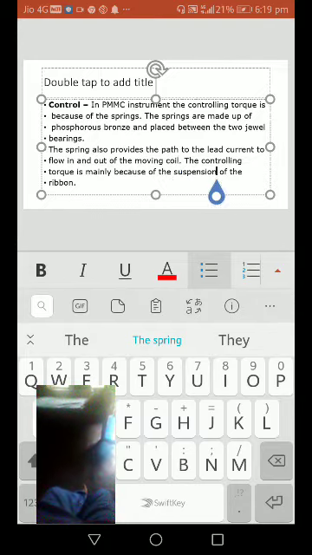Then the next slide is controlling and damping.